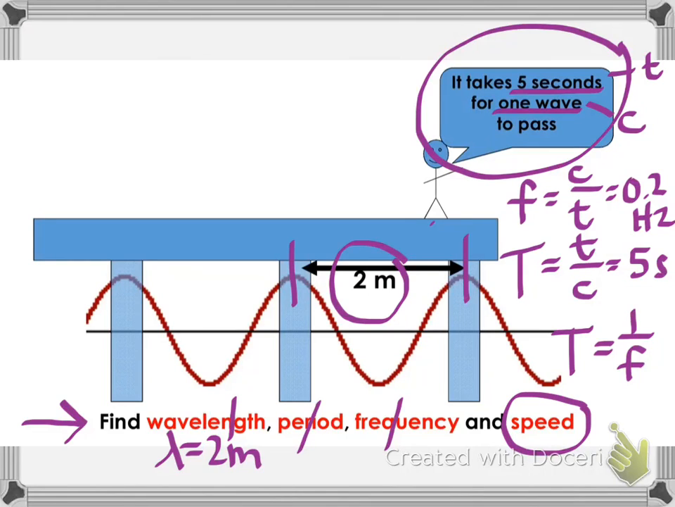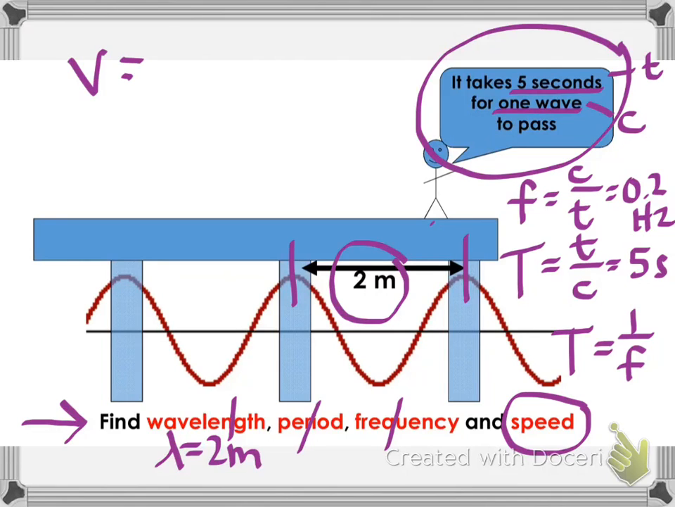Some students say that they would solve for speed by doing the distance, 2 meters, over time, the 5 seconds. In this case, that would provide them the answer, but I tell them that that's not always going to be the case, that one wave is going to equal the time that they provide to you. And so a better way is to look at the equations we just developed.